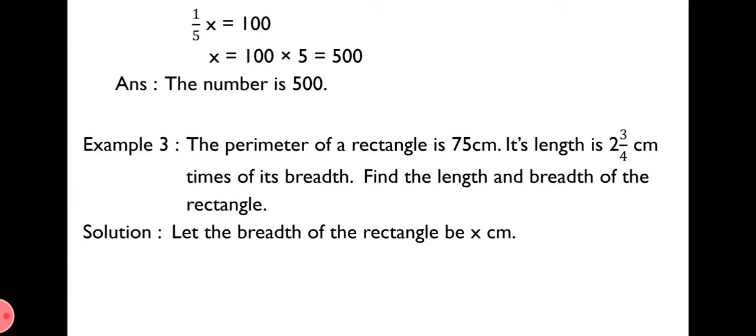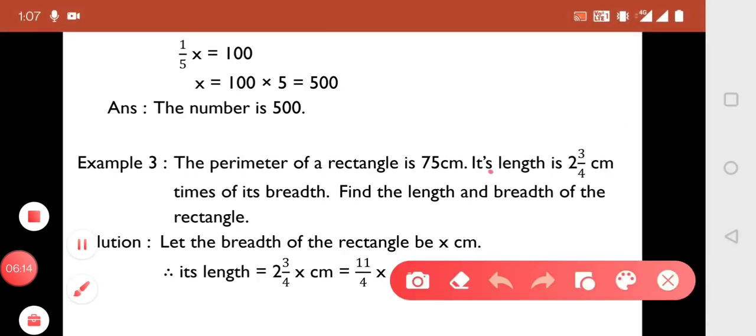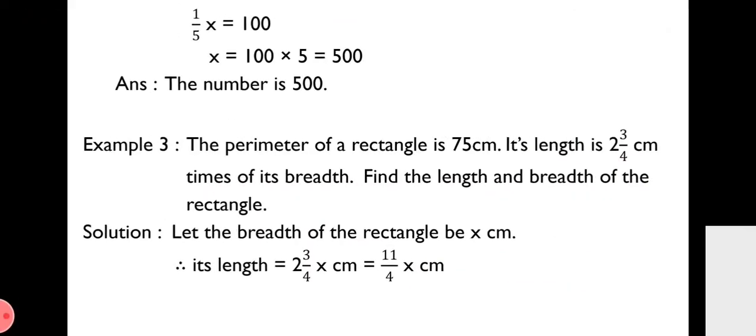Suppose the breadth of the rectangle is x centimeters. Therefore its length will be 2 and 3 upon 4 times x centimeters, because x is the breadth and it is already given in the question that the length is 2 and 3 upon 4 times its breadth. So using this we know that the length is 2 3/4 x.